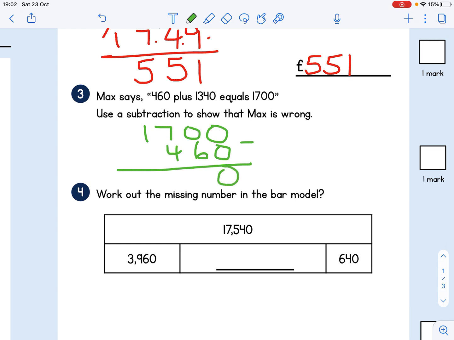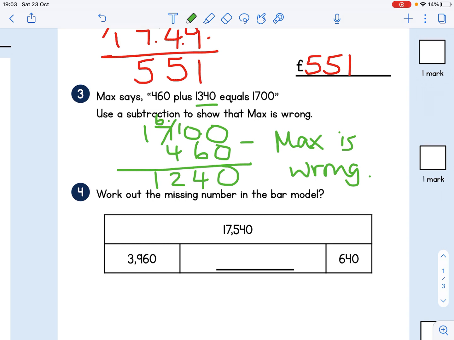0 take away 0 is 0. 0 take away 6 we can't do in the column method, so I'm going to take from here, it becomes 6. I give to my neighbour and it becomes 10 take away 6 is 4. And then finally, 6 take away 4 is 2. And then 1 take away 0 is 1. So we know that Max is wrong. And we've just shown that through doing our subtraction, it should have equaled 1,340, but it did not.